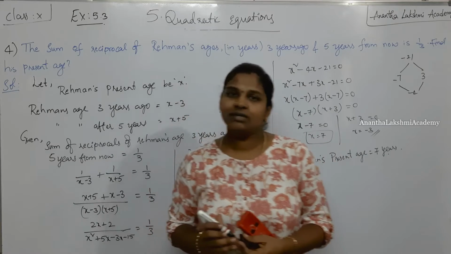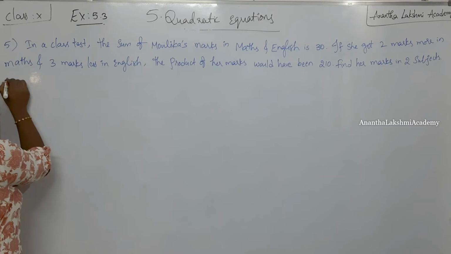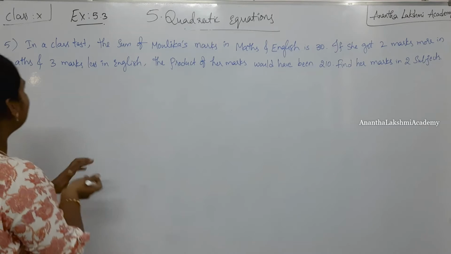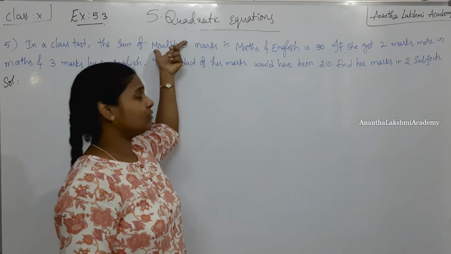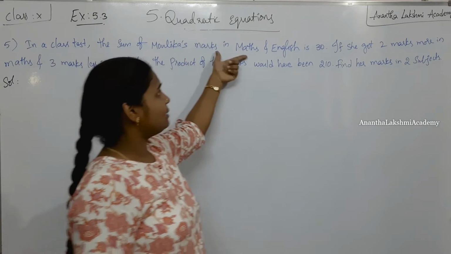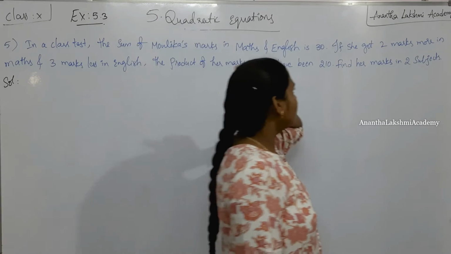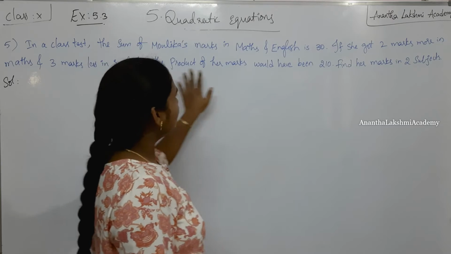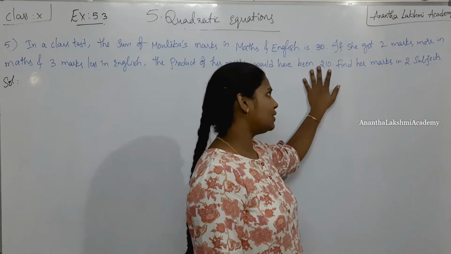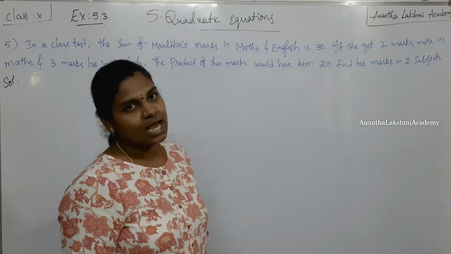Let's jump into the next problem. So here we have the fifth problem written on the board. Let me read out the problem for you. In a class test, the sum of Maulika's marks, Maulika is the name of the person, Maulika's marks in maths and English is 30. Okay, now if she got 2 marks more in maths and 3 marks less in English, the product of the marks would have been 210. Find her marks in the 2 subjects is what is being asked.